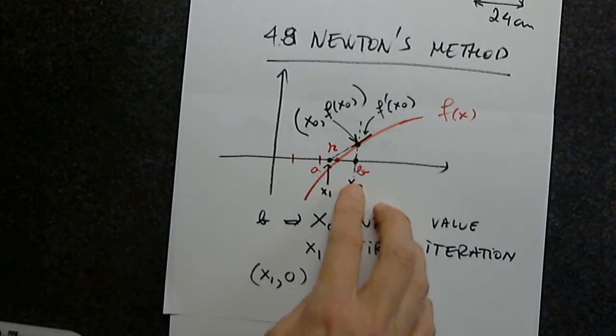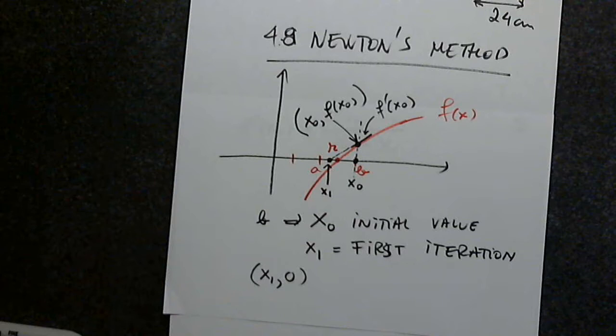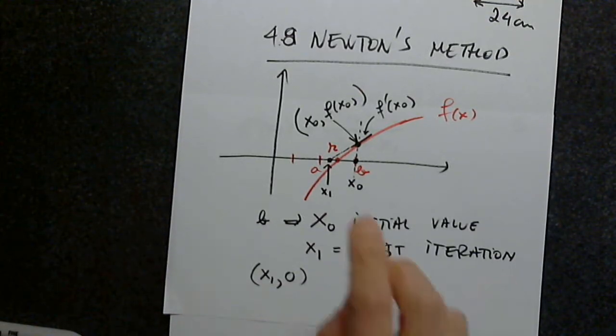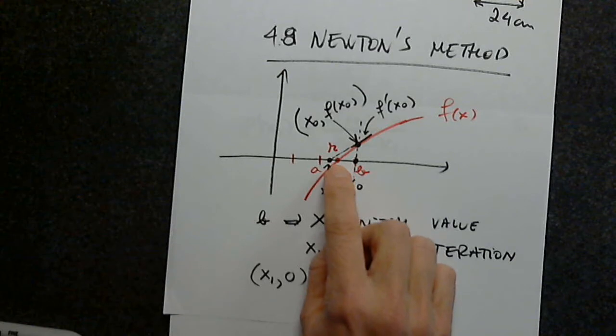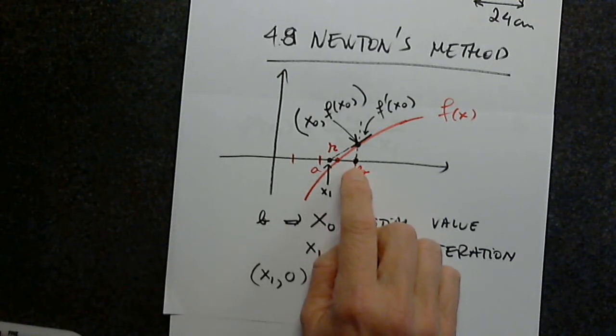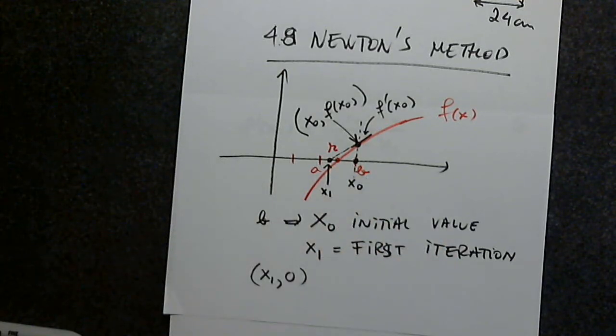So I started with x0, x1 will be a better approximation, x2 will be better, and x3 will be better. And I'll stop based on how many digits I want accuracy to be. So the first iteration, one more time, means a better approximation of the solution than the one I started with. So how did we continue?